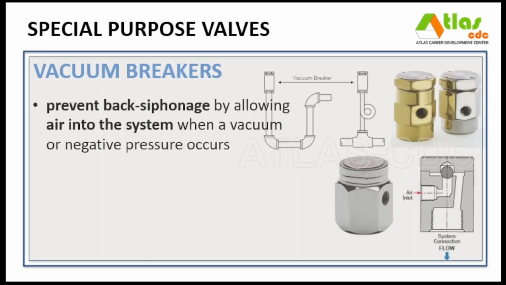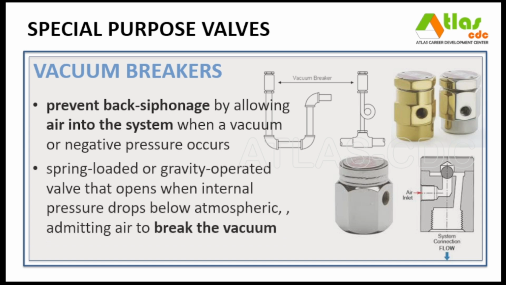A vacuum breaker is a type of special-purpose valve designed to prevent back siphonage by allowing air into the system when a vacuum or negative pressure occurs. Its mechanism uses a spring-loaded or gravity-operated valve that opens when internal pressure drops below atmospheric, admitting air to break the vacuum. The main function is to protect potable water supplies from contamination due to reverse flow, especially in fixtures like hose bibs, urinals, or irrigation systems.